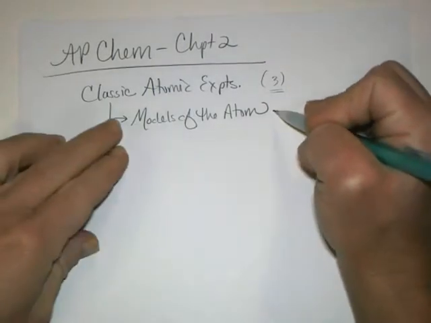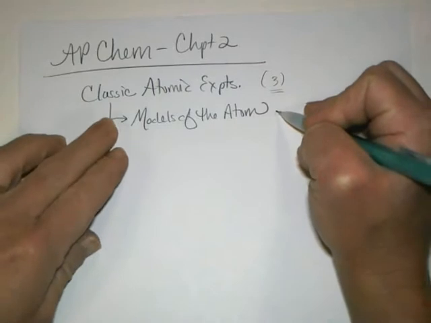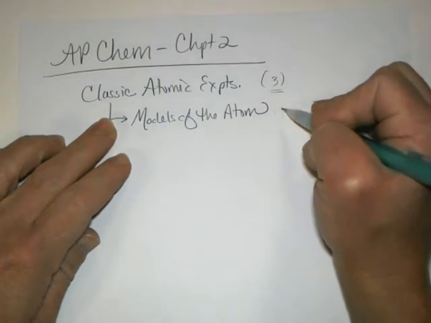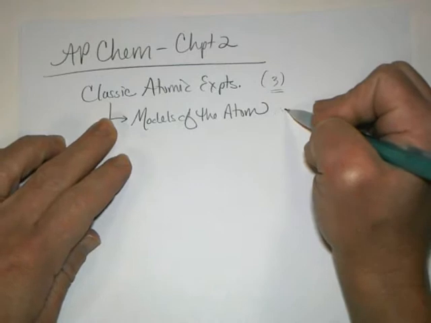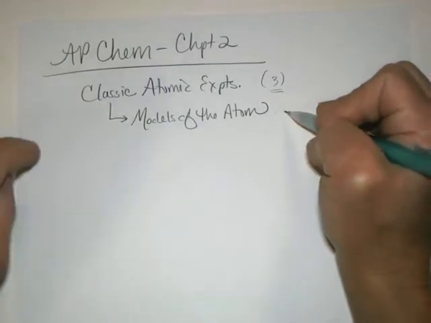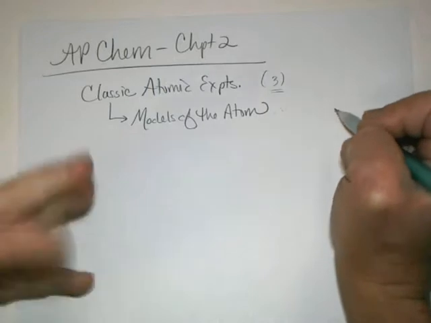As far as the models of the atom, what is different about the Dalton versus the Thomson versus the Rutherford model. In Chapter 7, we'll pick back up with Rutherford and then get ourselves to the modern model of the atom.